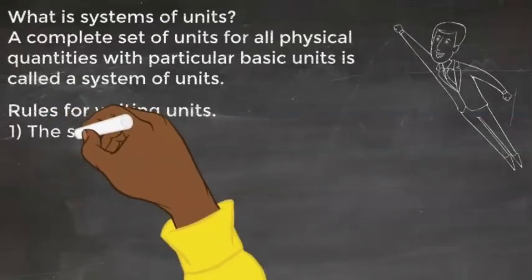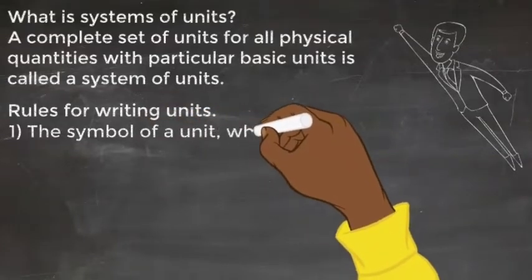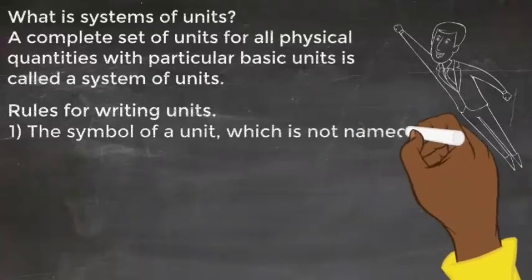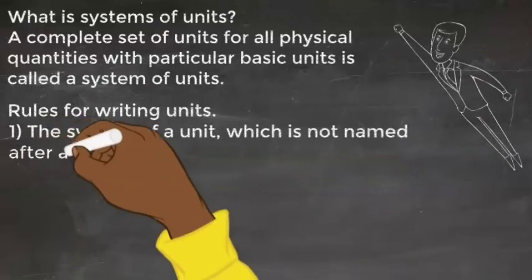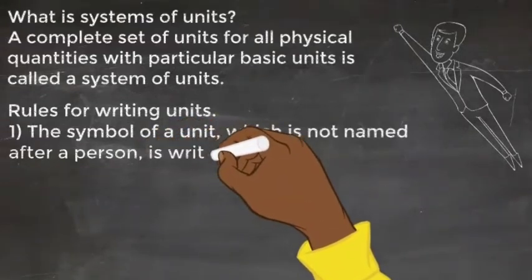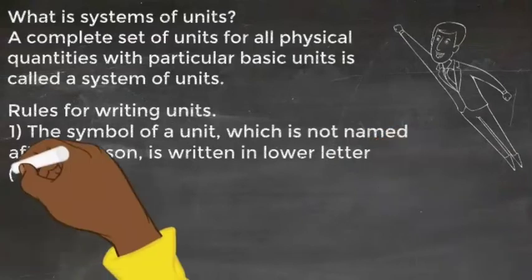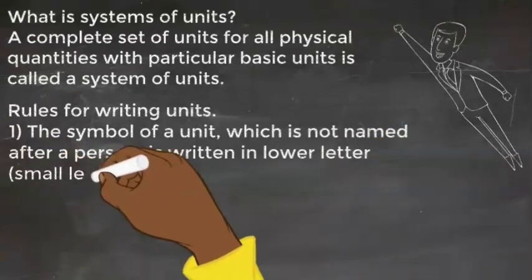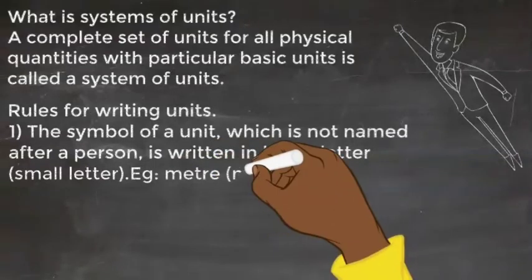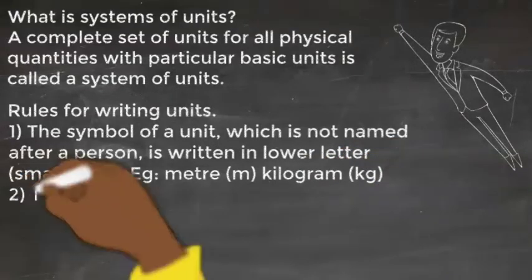Rules for writing units. Number 1. The symbol of a unit which is not named after a person is written in lower letter. Example: meter represented as small m, kilogram represented as kg.